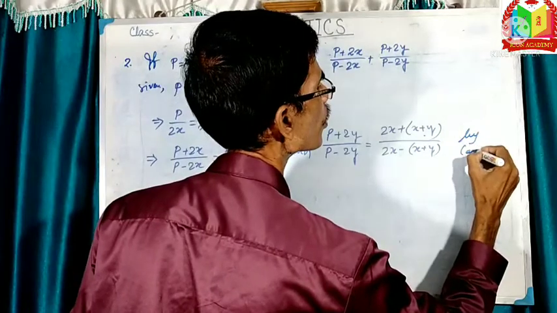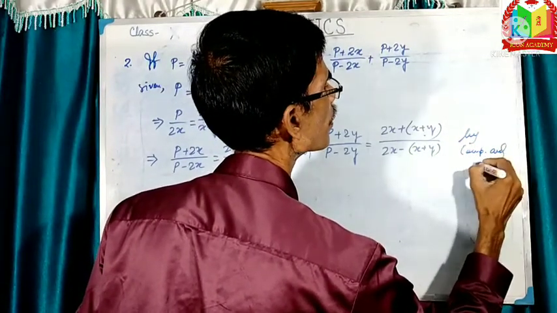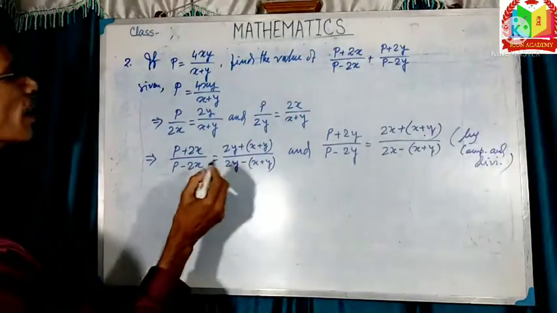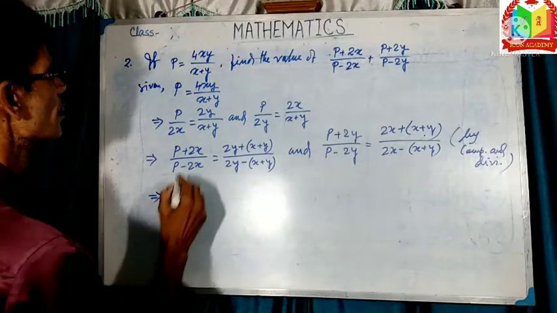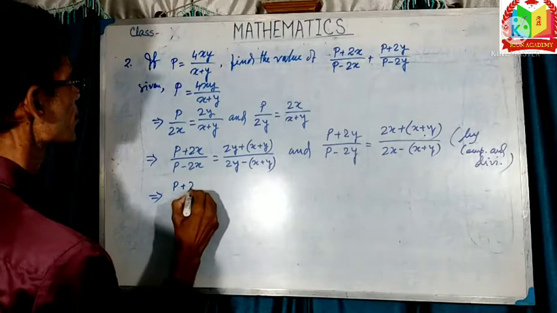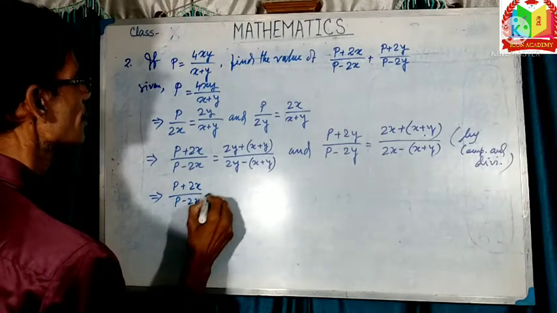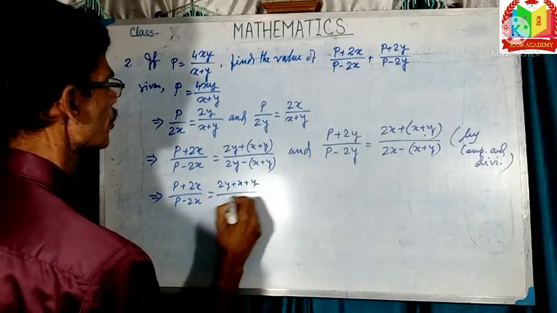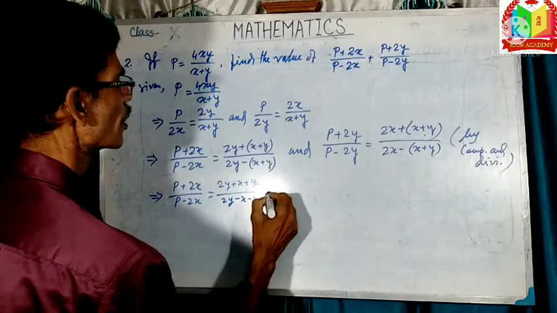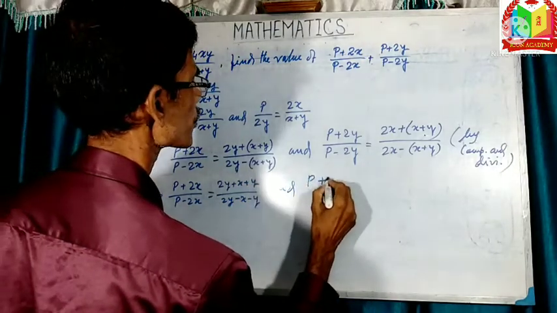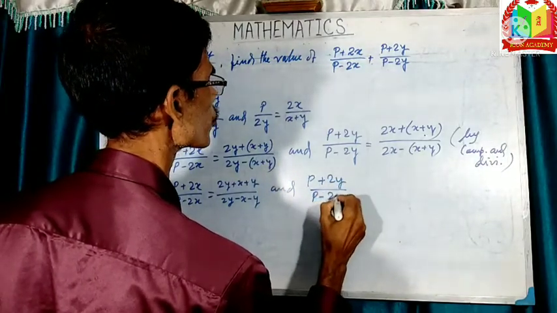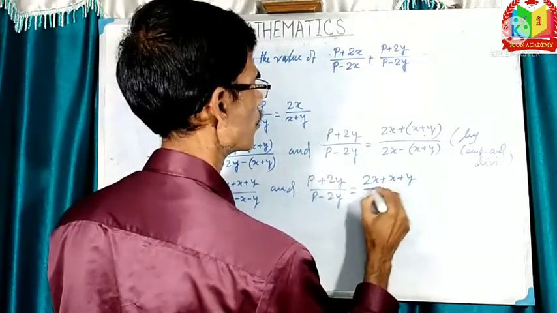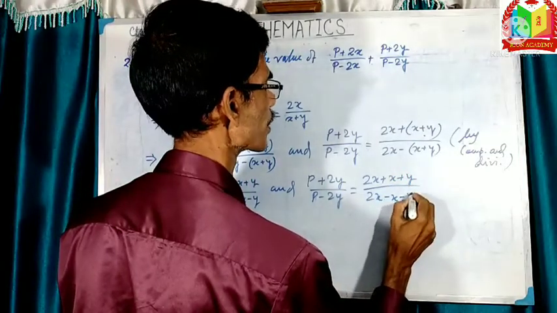By componendo and dividendo, you must write it. Therefore, (P plus 2x) by (P minus 2x) equal to (2y plus x plus y) by (2y minus x minus y), and (P plus 2y) by (P minus 2y) is equal to (2x plus x plus y) by (2x minus x minus y).